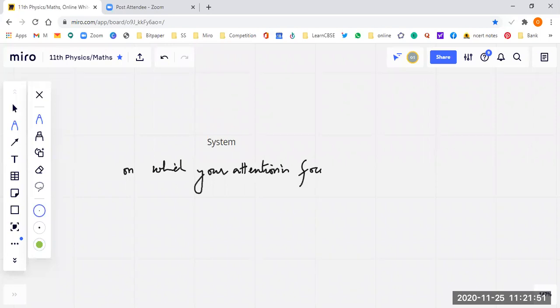So it may be a small volume of gas, or a big volume of gas. It may be a small piston cylinder in an engine. It may be an entire engine, or an entire car, or an entire city, or it may be an entire universe also. Accordingly, we will have categories of system.